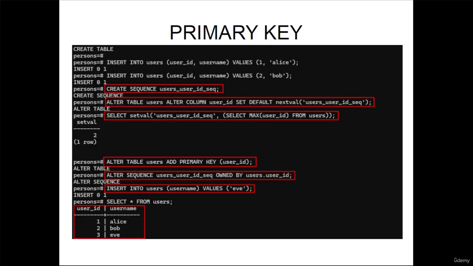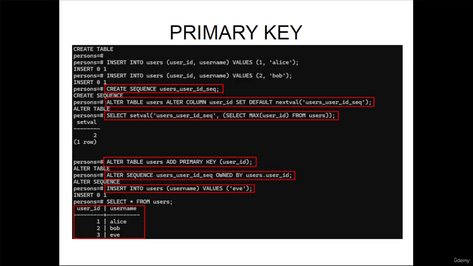Let us add an auto-incrementing primary key to an existing table. First we create a small table and insert two users. CREATE TABLE users (user_ID integer, username varchar(50) NOT NULL); INSERT INTO users (user_ID, username) VALUES (1, 'Alice'); INSERT INTO users (user_ID, username) VALUES (2, 'Bob'). We have our users table with two users in it, user_ID 1 and 2. At the top of the screenshot you can see the inserts of Alice and Bob.